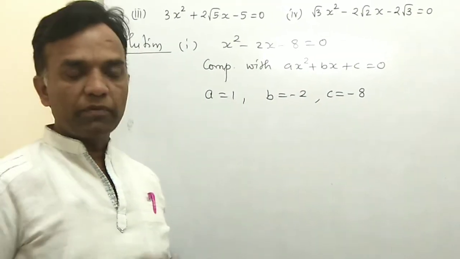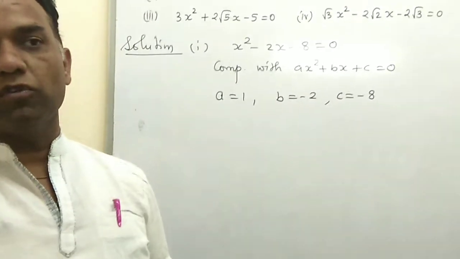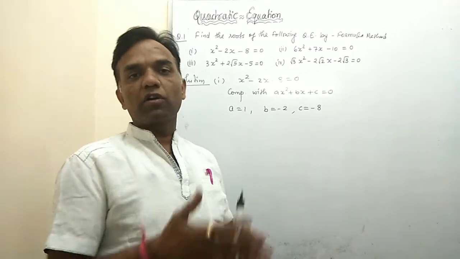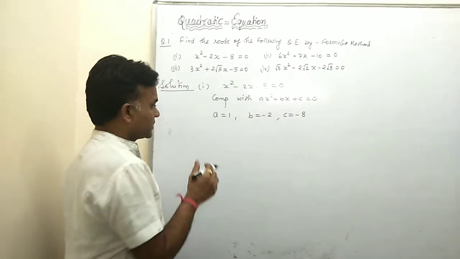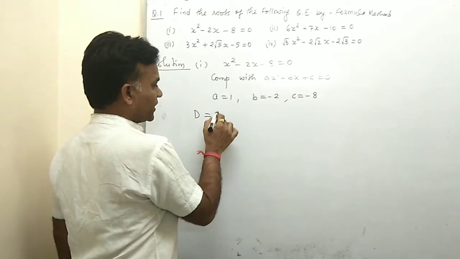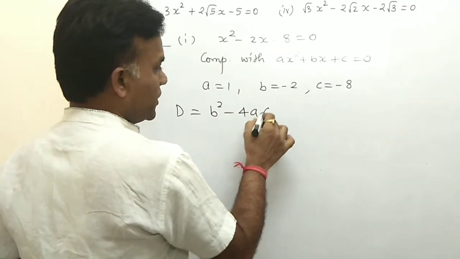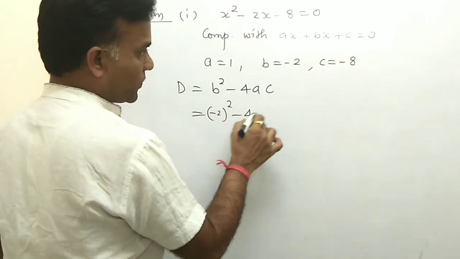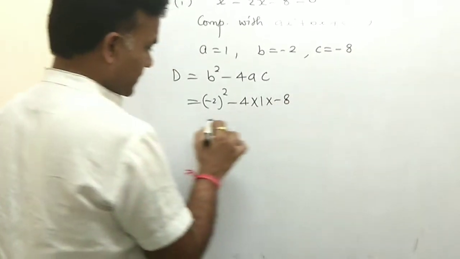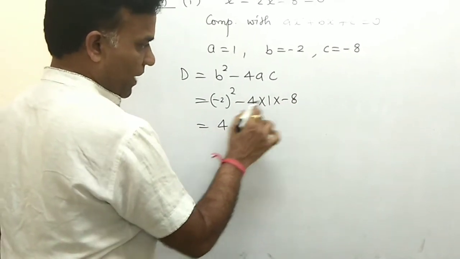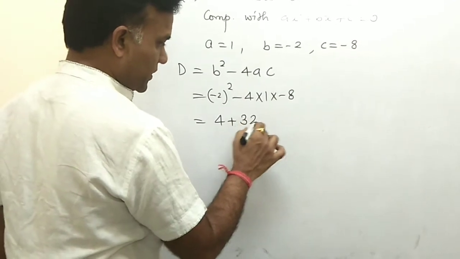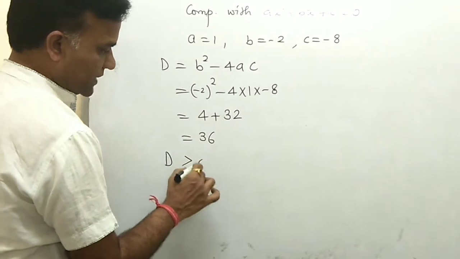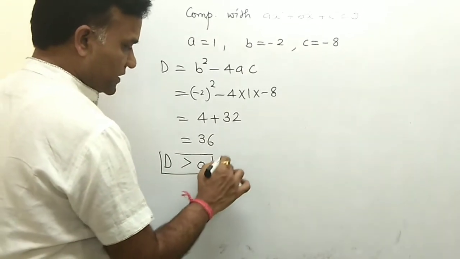Now, previously I explained about the discriminant. First you find the nature of the quadratic equation, meaning whether it has real roots or not real roots. So first you find the discriminant D. We know the formula: b square minus 4ac. So you put these values here: minus 2 whole square minus 4 into 1 into minus 8. 2 square is 4, and minus minus is plus, 4 adds 32. So that is 36. Now we have D greater than 0, and D greater than 0 means roots are real.